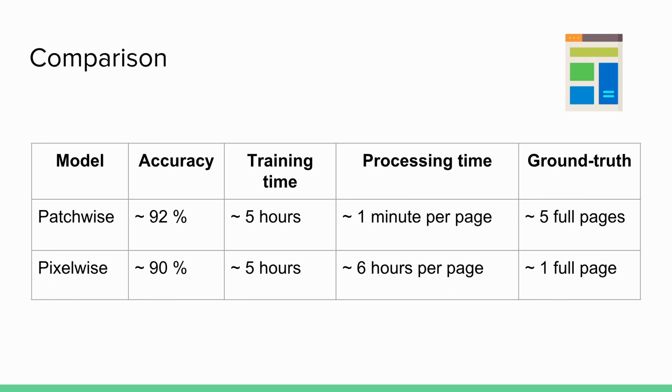Okay, as a quick comparison between these two approaches, we can see in this table that both the patch-wise and the pixel-wise approaches are getting very good results for this task. They take a reasonable time to train, but the processing time is very different. With the patch-wise approach, it takes 1 minute to process a high-resolution page. The pixel-wise approach takes about 6 hours, which is quite long. But the main drawback of the patch-wise approach is that we need more ground truth data. We need to provide about 5 high-resolution pages in which each pixel is annotated correctly, which may also take some time.